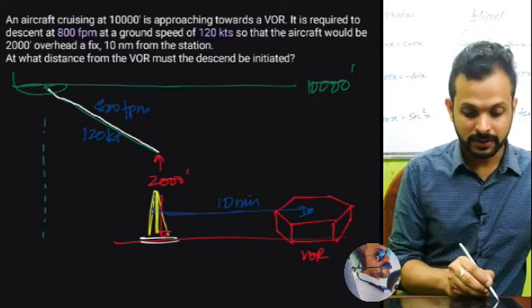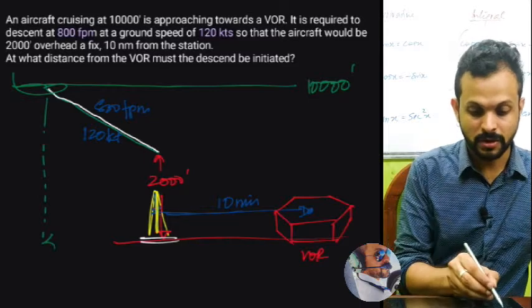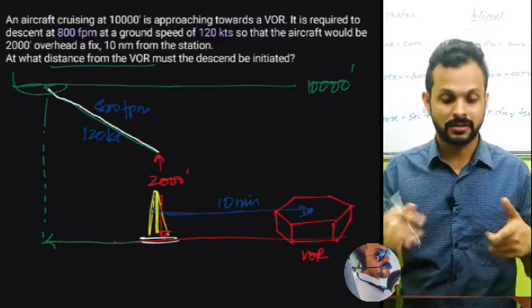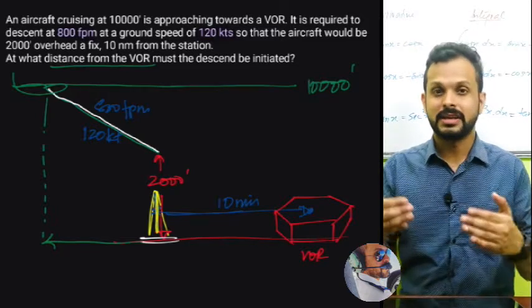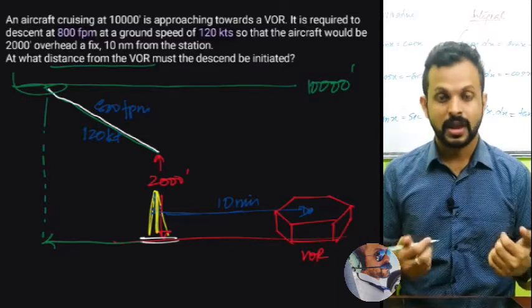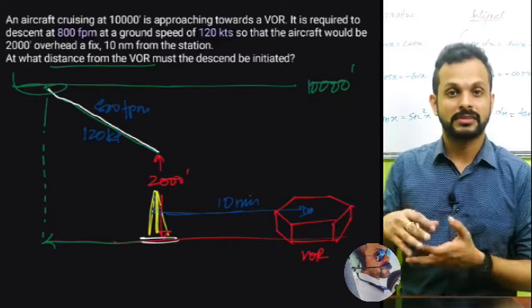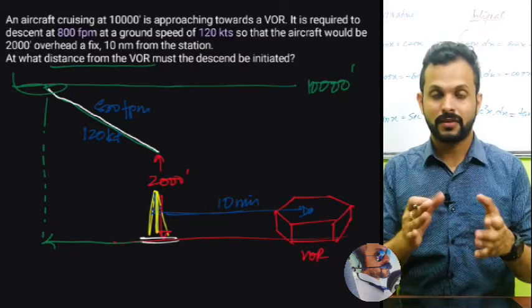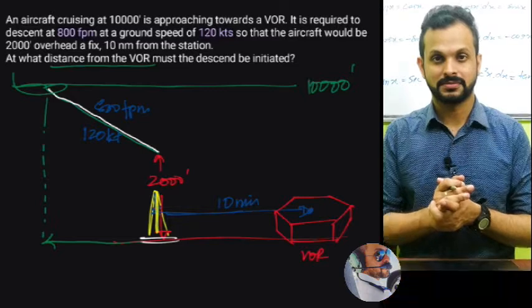You're asked to find out the distance from the VOR station. So what distance from the VOR must the descent be initiated so that you can actually descend at 800 feet per minute at a true ground speed of 120 knots and you still reach overhead of fix that is 10 nautical miles from the VOR station at 2000 feet, right? Try finding it out and I will see you on the other end, right?